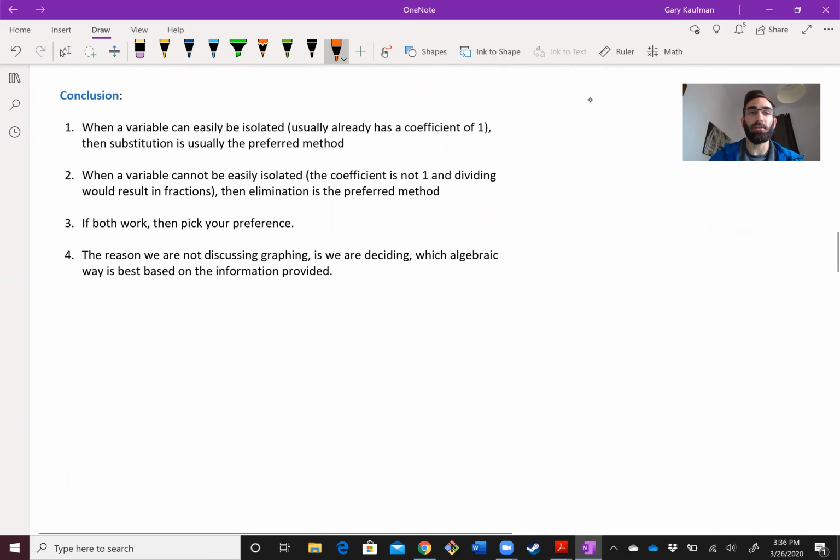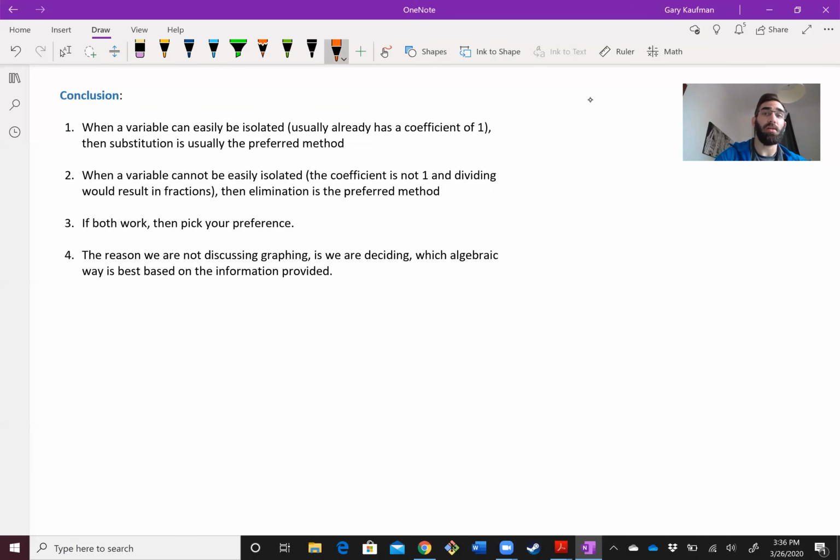So here's our conclusion. When a variable can easily be isolated, usually already has a coefficient of 1, well, substitution can work easily. When a variable cannot be isolated easily, well then usually elimination's the best, otherwise you'll probably create fractions. If both work, pick your preference.